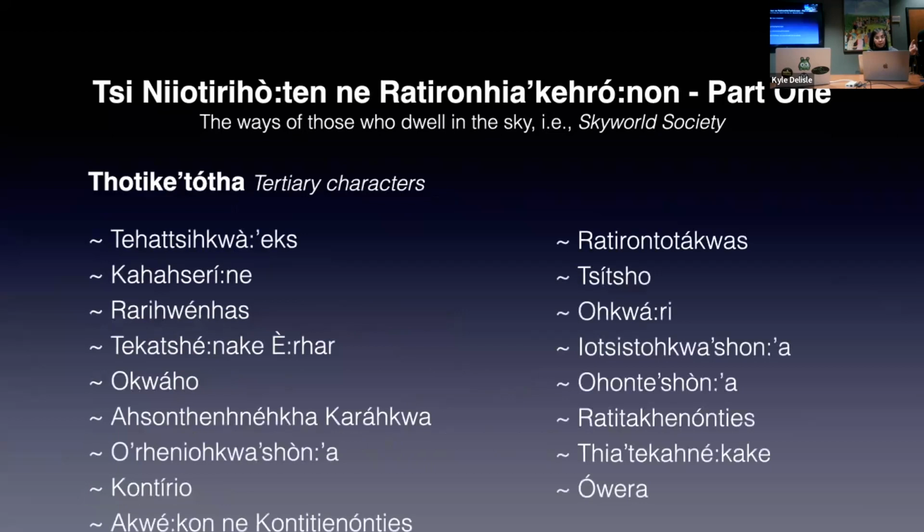Okay, one second. Now, I call them tertiary characters because they either come in and out of the story just once or twice, but these are characters in part one. Dehatihuaex, Kahaserine, Radihuahas, Degatena, Erhar, Oguaho, Asutoneka Garakwa, Orianyokwa Sua, Gundirio, Aguegune Gundi Genujes, Radirundo Douglas, Zitso, Oquari, Yotistokwa Sua, Ohunde Sua, Radida Kenujes. And there was some stuff I wanted to talk about here.